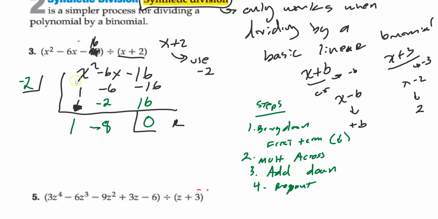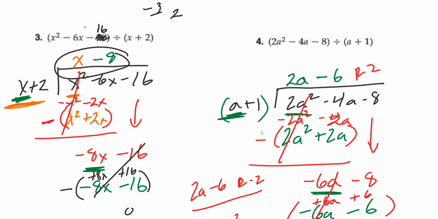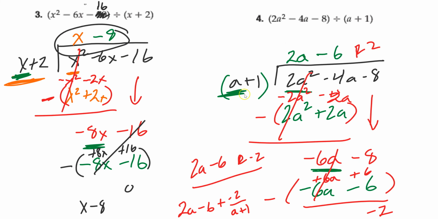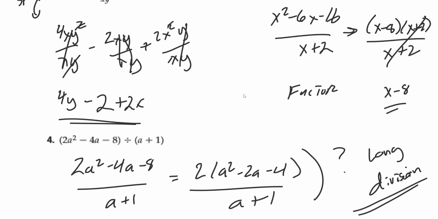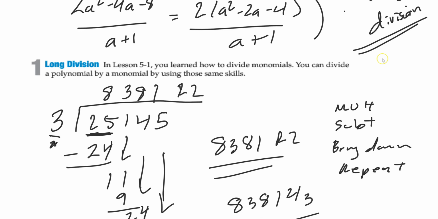The thing you divided by, right, we're dividing this by x plus 2. So you always lose 1 power. That was x squared, so this becomes x. And then this goes in order: x minus 8, remainder 0. So we get x minus 8, which is the exact same thing as when we did it with long division up here. It's the exact same thing as when we did it factoring. So no matter which way you do it, you get the same answer.